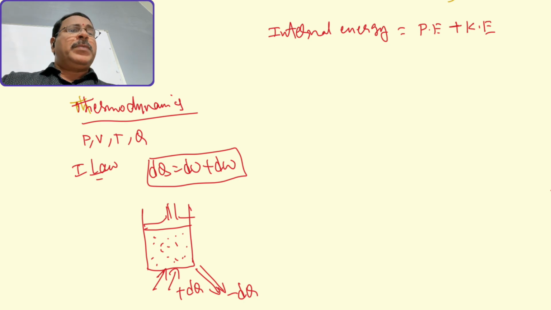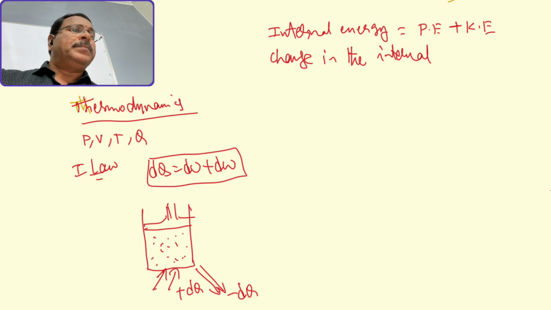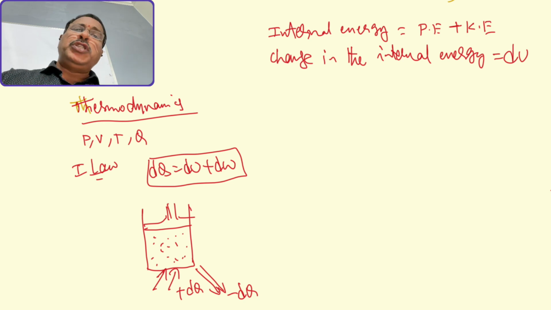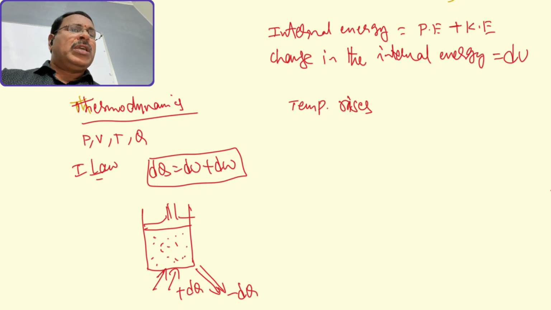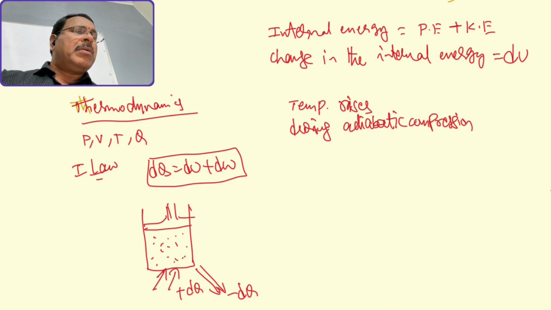Next one. So change in the internal energy is dU. Change in the internal energy is nothing but dU. Sometimes it is positive, sometimes it is negative. Sometimes positive means if temperature rises, or during adiabatic compression. Adiabatic compression means the gas is suddenly compressed from outside.